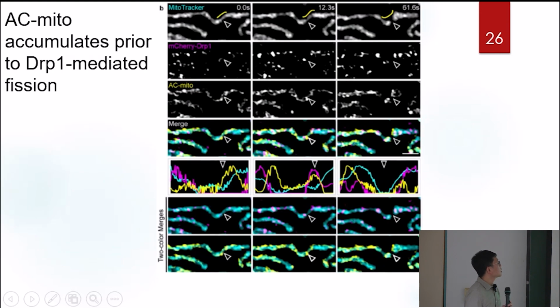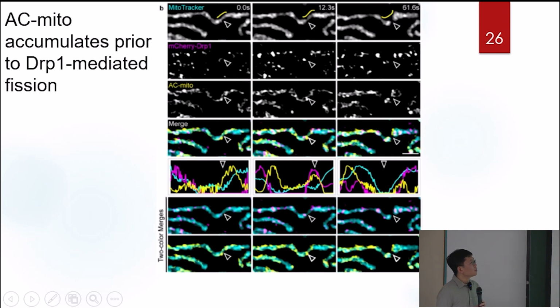And similarly for AC mito, it's the same thing. You can see this is the mitochondria, this is the DRP1 signal, and here is the AC mito. So AC mito accumulated first. At this time there's no DRP1, and then DRP1 shows up, and AC mito is still there. At this time, the mitochondria are still fused together. After this, mitochondrial fission occurs, and then the signal disappears.